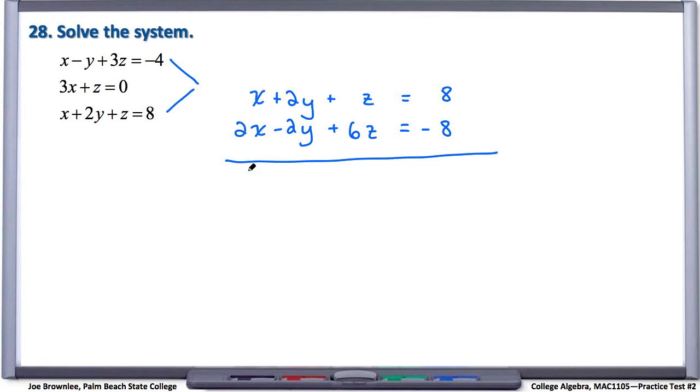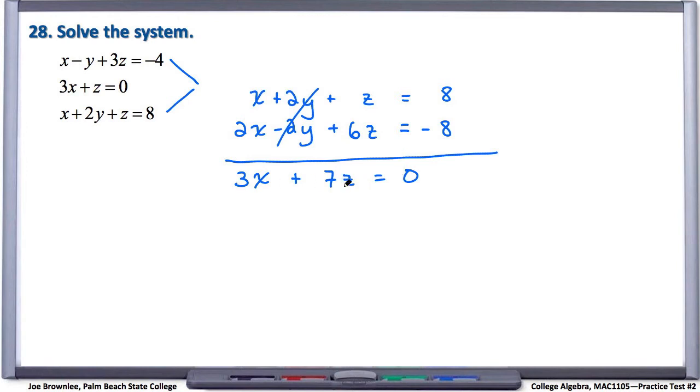So we have x plus 2x gives us 3x. Positive 2y minus 2y, well, that goes away. We have z plus 6z gives us 7z. And here we have 8 minus 8 gives us 0. So now we have the new equation, 3x plus 7z equals 0.